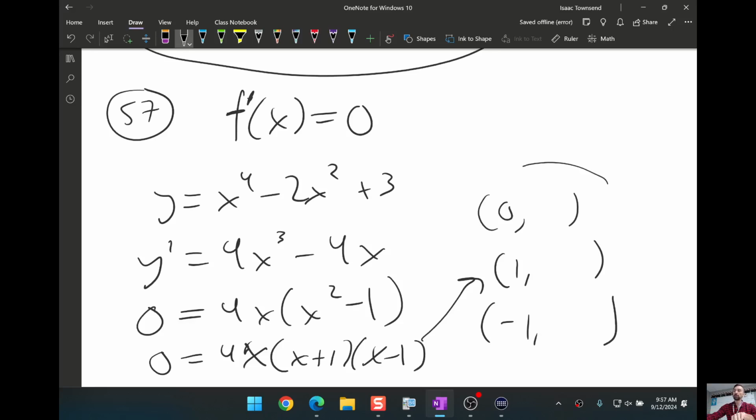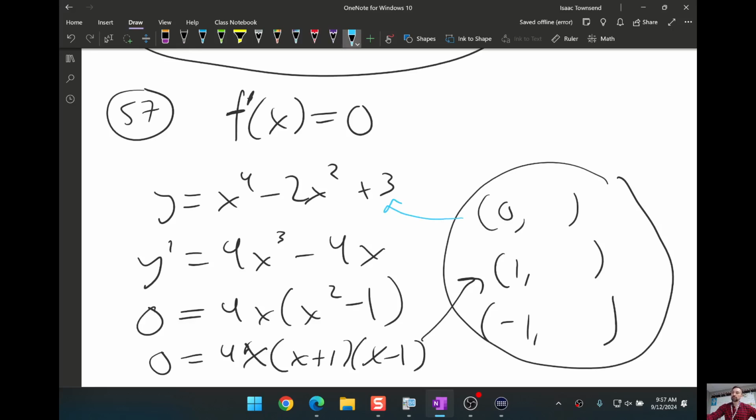Okay, but they did say points. So those are the x values where your derivative is 0, which is where you get horizontal tangent lines. But technically, if they want points, make sure you're using the function, not the derivative. Derivative gives you slope, the function gives you points. So if you plug 0 into this, (0, 3) should be a point. You plug 1 into it, I think you should get 2. And if you plug -1 in, I think you get 2 again. So, points come from the function, slopes come from the derivative.